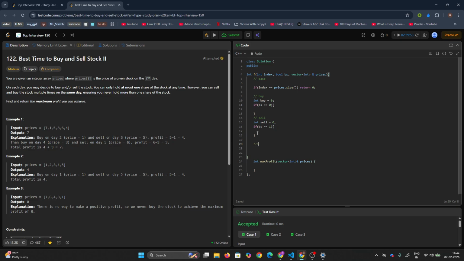So skip was very simple. We don't need to do anything, just pass. So if we are skipping, so int skip, what will the skip do? We will just move on to the next index, like recursion would handle internally what would happen later. So f of index plus 1, and we wouldn't change the BS value and pass the prices as it is.